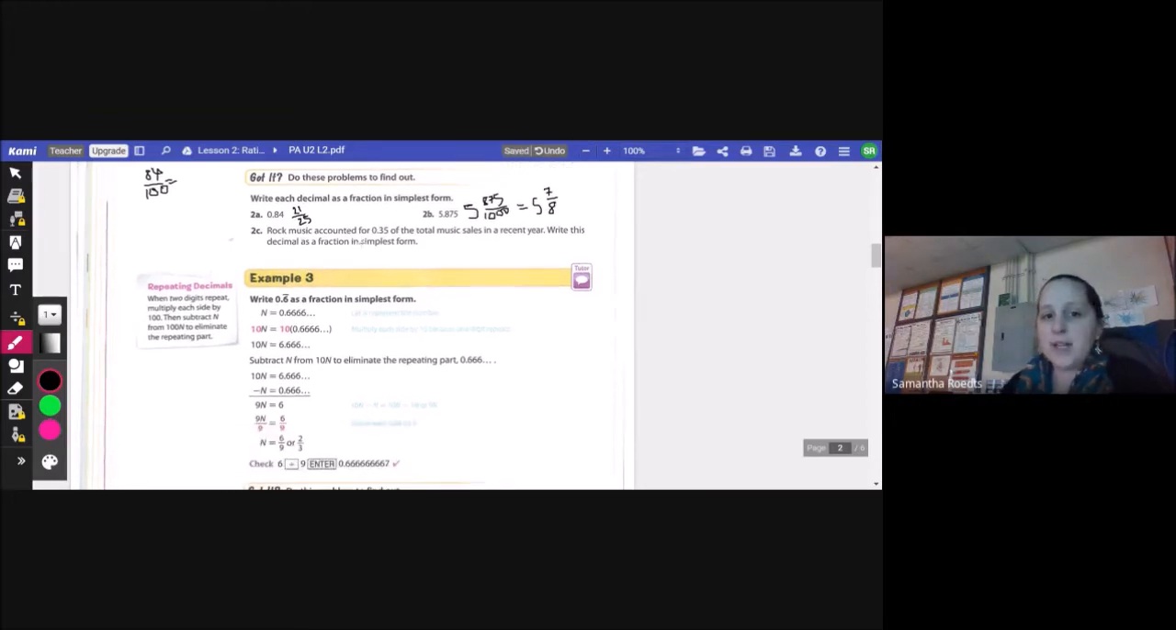For C, rock music accounted for 0.35 of the total music sales in a recent year. Write this decimal as a fraction in simplest form. So I start with 35 over 100, which is going to simplify to 7 over 20.